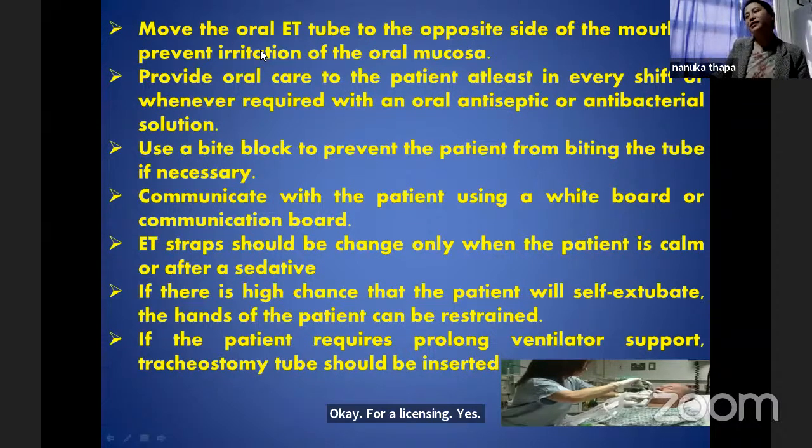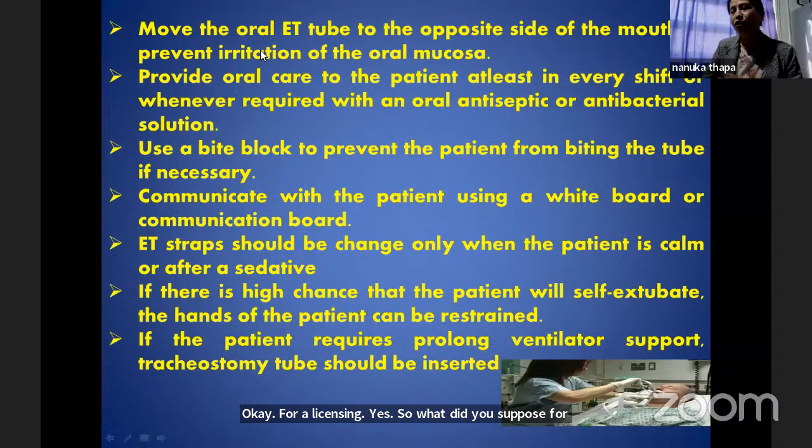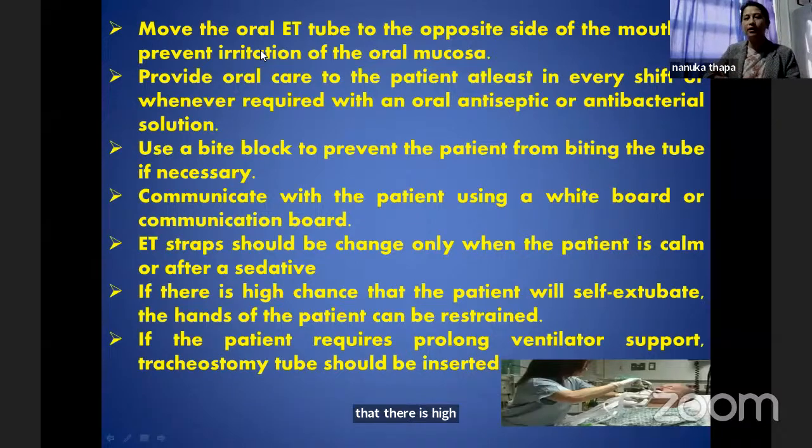Suppose for you, if you open your mouth for a long time, what will happen? For all of us, like normal people, if we open our mouth for a long time, what will happen? There'll be a collection of saliva, right? For a patient also, if he opens his mouth for a long time, he will have a collection of saliva in his throat. Because of that, there is a high chance of aspiration, and he can develop ventilator-associated pneumonia, which is more dangerous, right? So to prevent that and to maintain oral hygiene, if he requires it for a long time, we usually change it to the tracheostomy tube, okay?